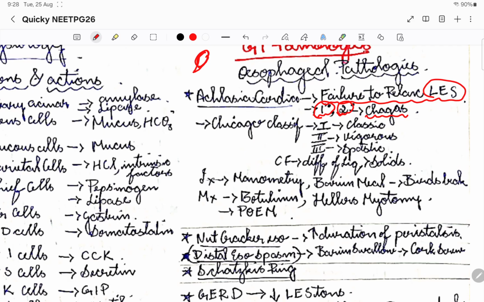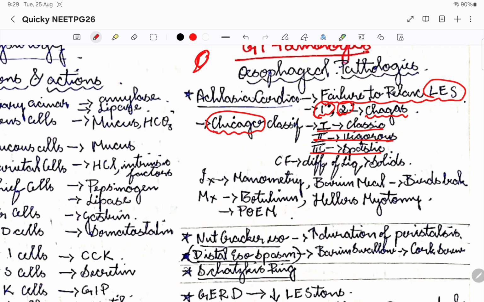Chagas disease, we had learnt it in microbiology, right? Trypanosoma cruzi, the kissing bug disease. So that is the thing. There is a classification, the Chicago classification, that we use. The three main types are the classic, the vigorous and the spastic type. So these are the main three types: classic type, vigorous type and spastic type.